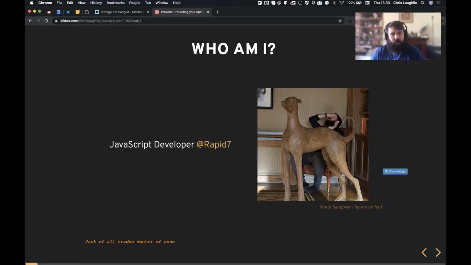So again, who am I? I'm a JavaScript developer. I work for a company called Rapid7. We work on security products. So I work on a web application scanning tool. It's a tool that scans web apps, which is very meta.